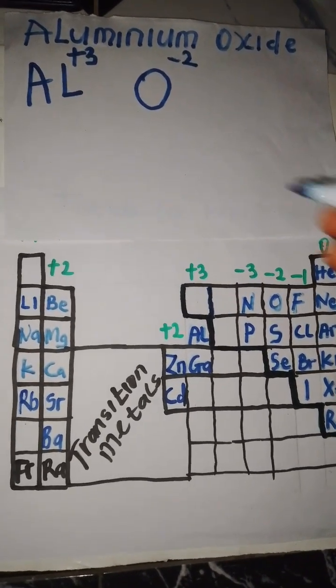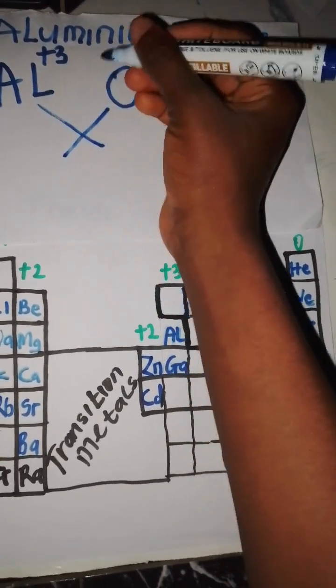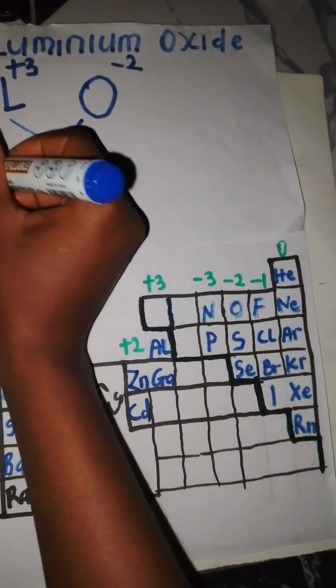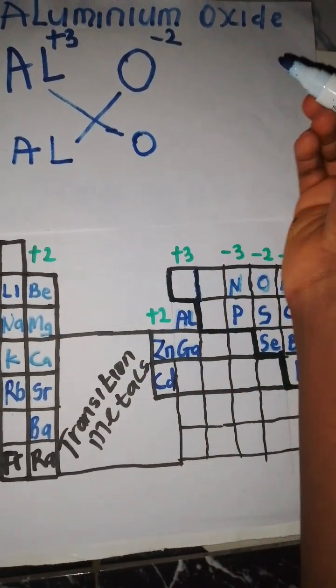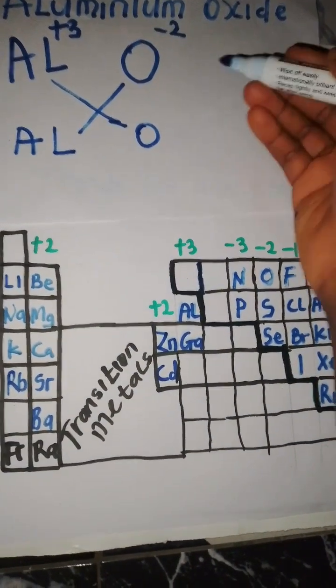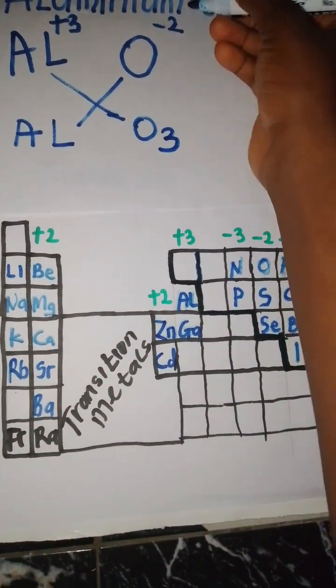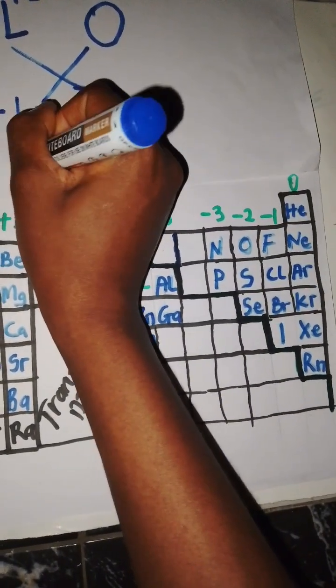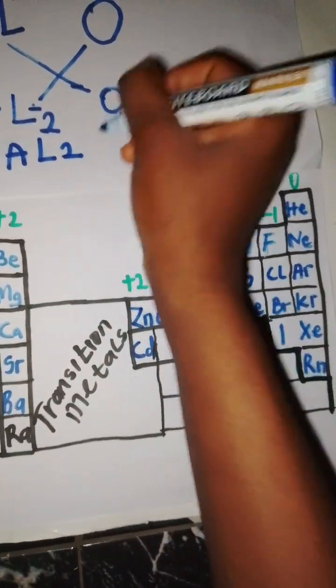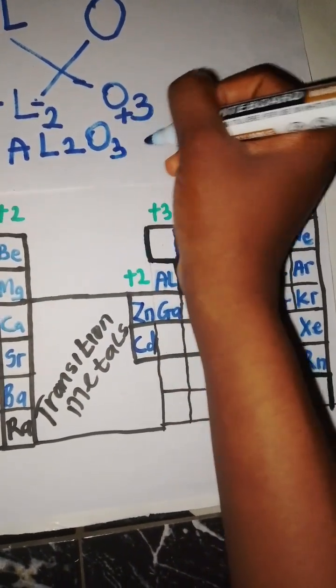Step 3 says crisscross. So we crisscross our aluminium and oxygen. The 3 is going to this place, and the 2 is going to this place. Then our step 4 says reduce it to the final ratio. We cannot cancel this out, so we omit the charge. So this is aluminum oxide.